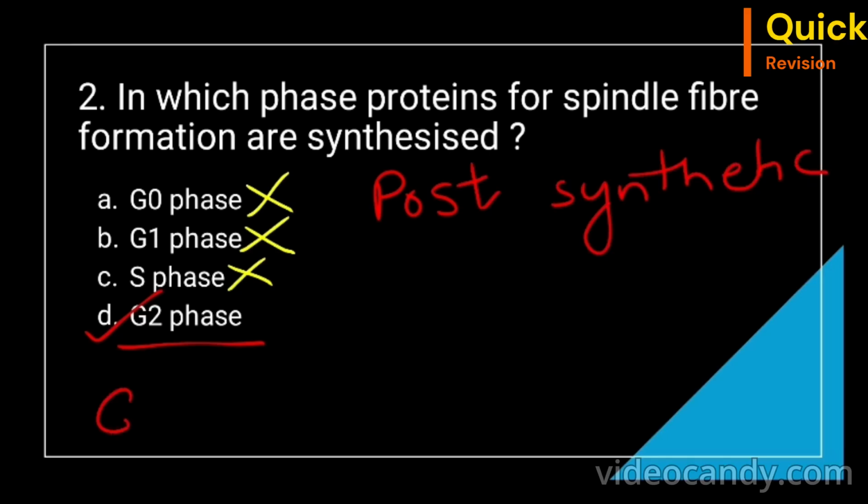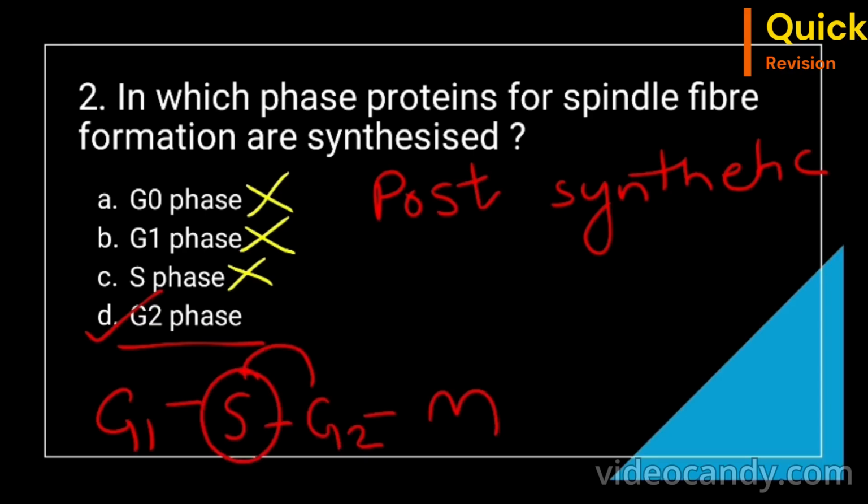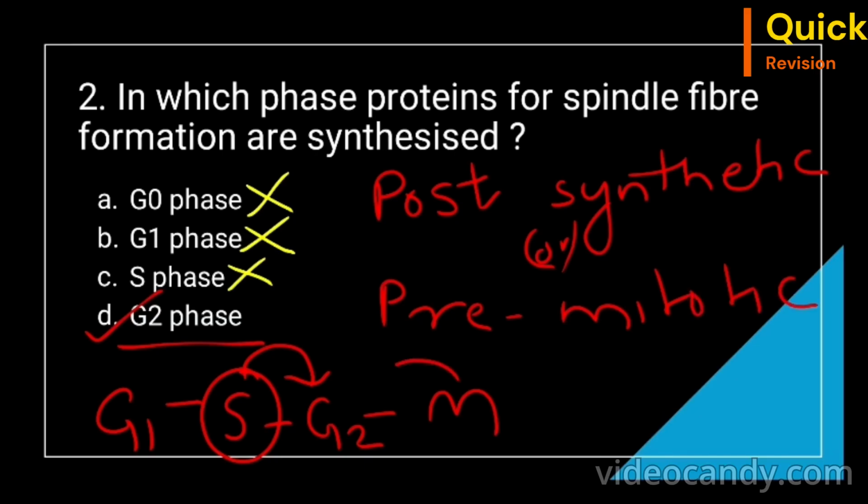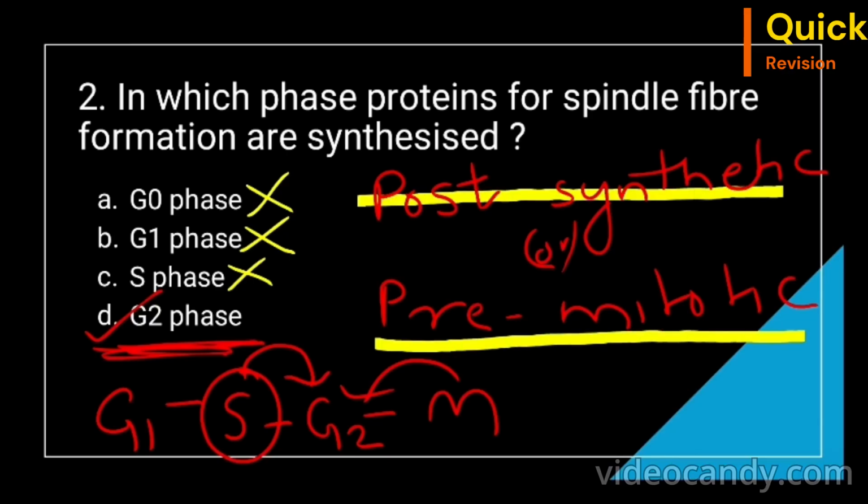If you remember, G1, S, G2, and then M phase, right? So it is coming after the S phase. So that's why we are calling it the post synthetic phase, or we also call it the pre-mitotic phase, because it comes before the mitosis. So the other names of G2 phase are the post synthetic phase and the pre-mitotic phase.